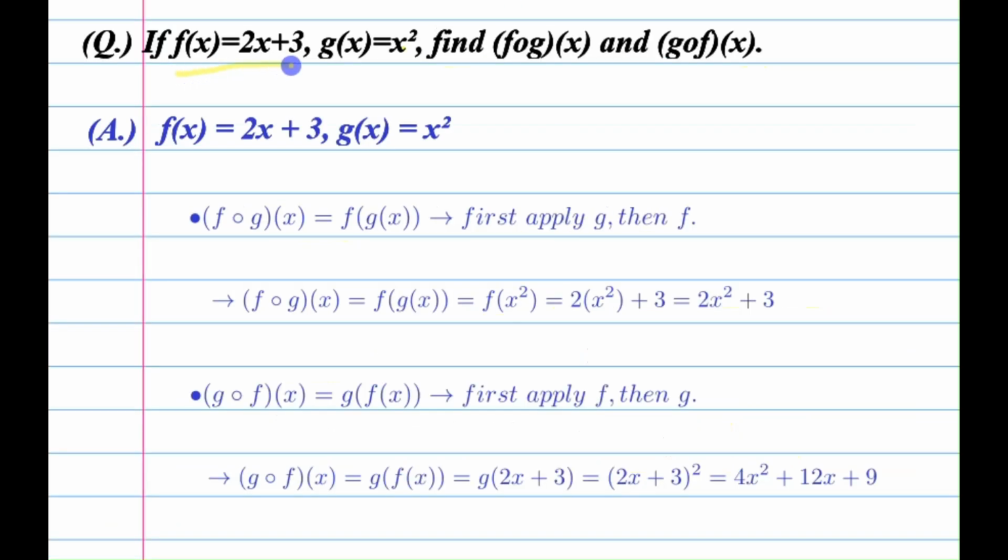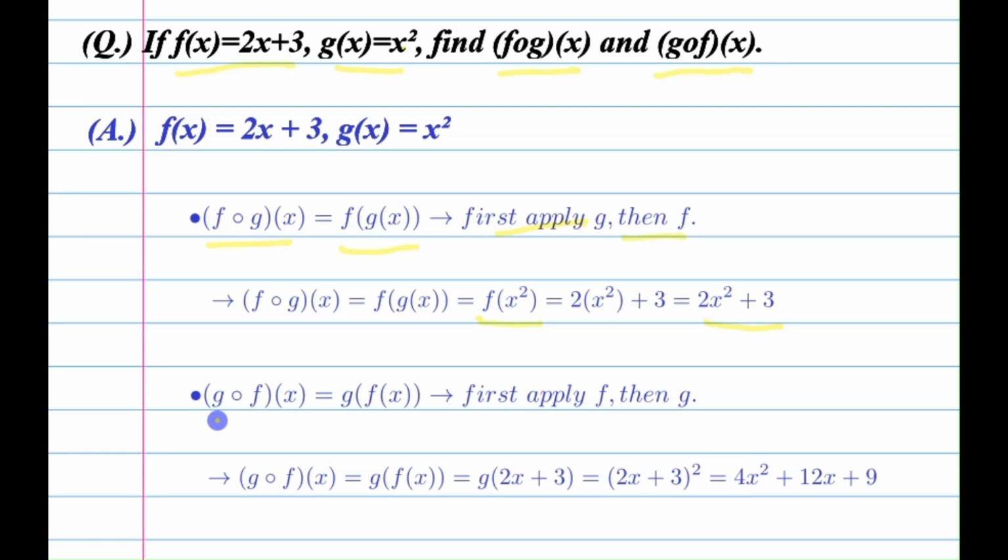In this question, f of x is equal to 2x plus 3 and g of x equals x square. We have to find f composition g of x or f of g of x and g composition f of x or g of f. So f composition g of x, or f of g of x, first apply g, then f. So f of g of x is f of x square. So f of g of x is 2x square plus 3.